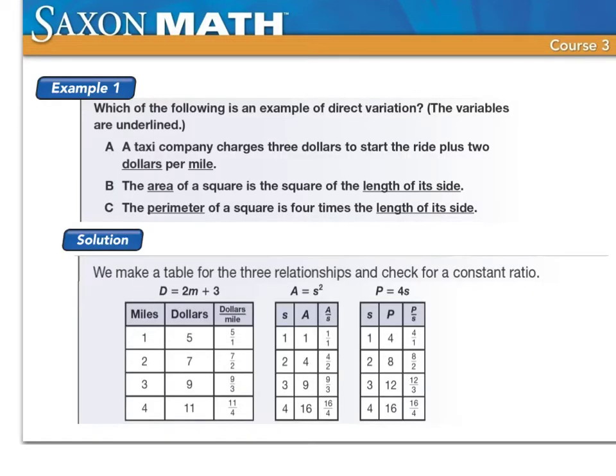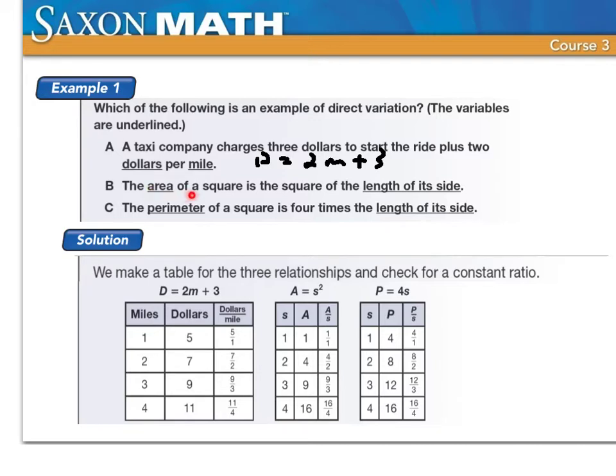Alright, for example 1, it says up here, which, you'll have to ignore this stuff down here for now. It says, which of the following is an example of direct variation? Okay, so it says a taxi company charges $3 to start the ride plus $2 per mile. Okay, so the number of dollars the taxi makes is going to equal $2 per mile plus the $3 to start the ride.